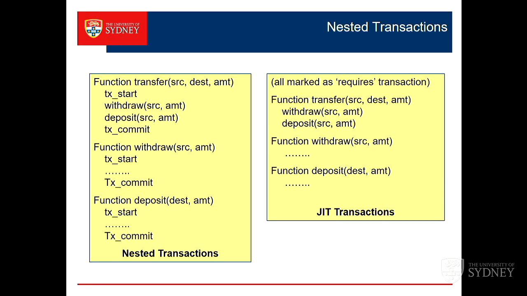So here, the transaction context is created by transfer and then passed on to withdraw and deposit. So they're all working in the same transaction. And the database resource manager knows that they're all part of the same transaction. And the locks are all shared because they're all part of the same transaction.